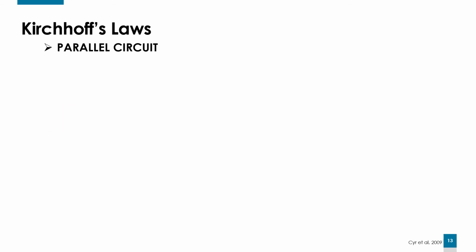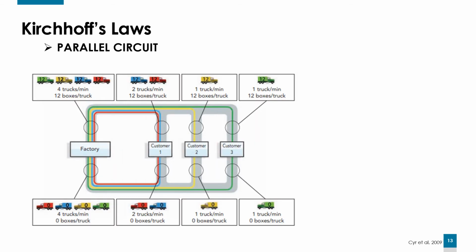Let's see now the parallel circuit. What happens when I have a parallel circuit? All the trucks start the same way: 4 trucks per minute, 12 boxes in each truck. They left the factory together. But when they came to this intersection, they split. 2 trucks came to customer 1, and the others continue.